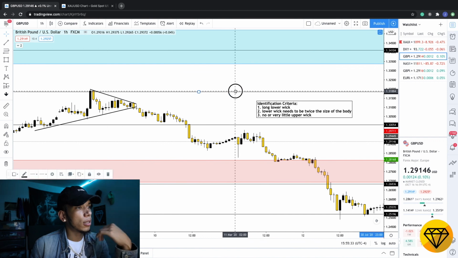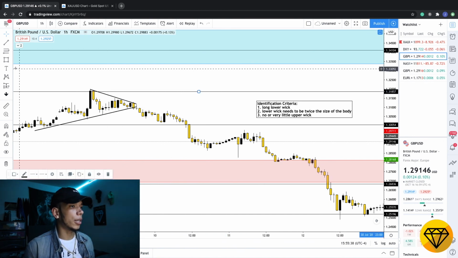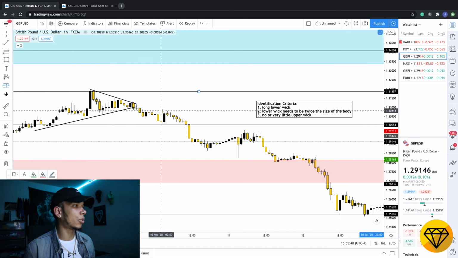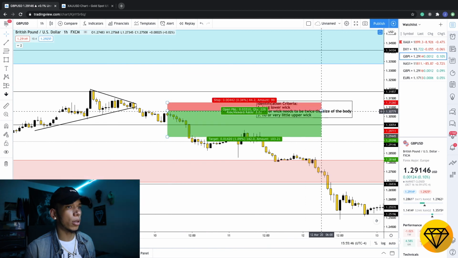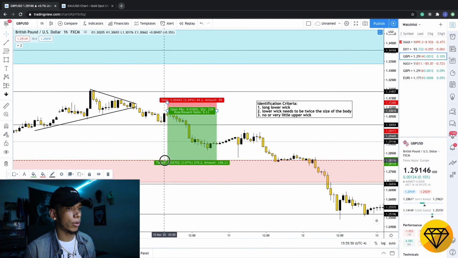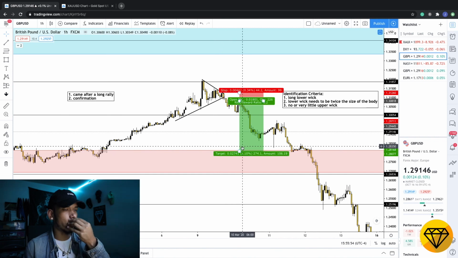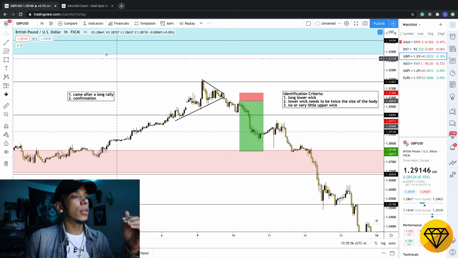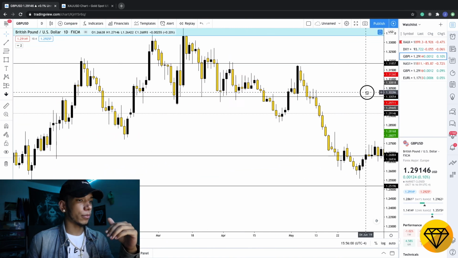Broke out of the wedge, came back and retested the breakout. You could have got in here for a sell, short opportunity. Boom. Stop loss, top of the wedge. Taking it to the next support level. 1 to 6. Beautiful trade. Okay? So that's the hanging man.